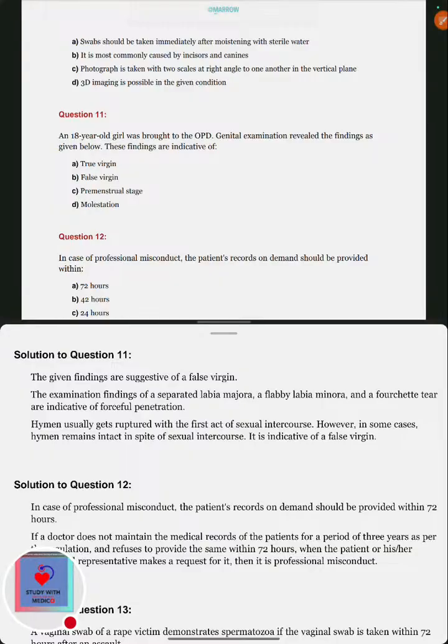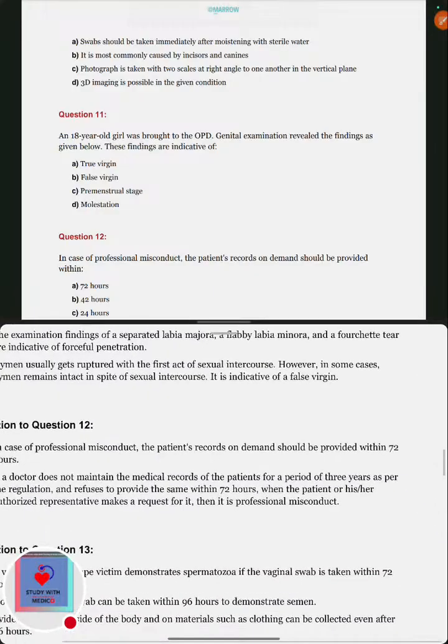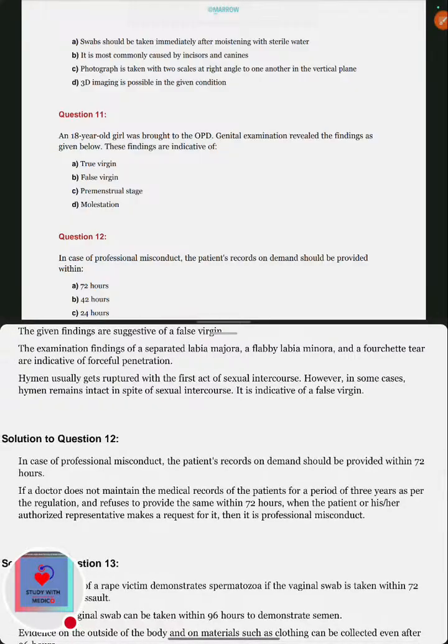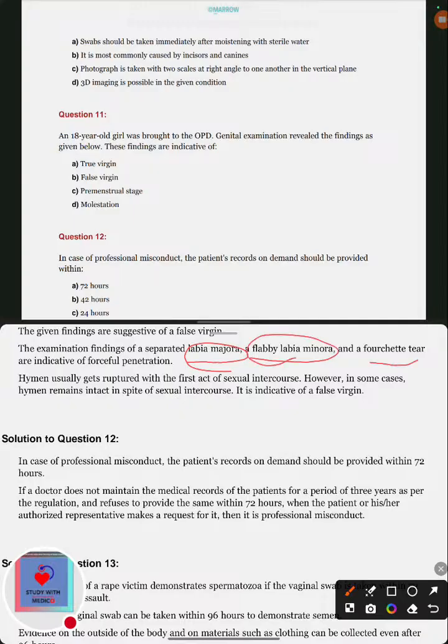The examination findings of a separated labia majora, flabby labia minora, and a purchased tear are indicative of forceful penetration. Usually the hymen gets ruptured with the first act of sexual intercourse. However, in some cases it remains intact in spite of sexual intercourse, which is indicative of a false virgin. So here the examination findings are separated labia majora, separated labia minora, flabby, and a tear, indicative of forceful penetration. So false virgin.